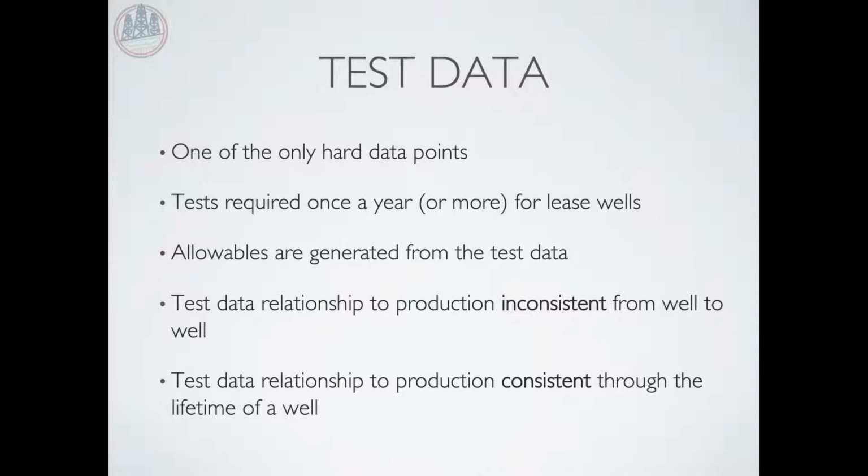But allowables are generated from the test data, and the test data relationship, what we found, and I think we have 8 million test points in our system, is that the relationship between the test data and the production data is inconsistent when applied from multiple wells. So you can't say that if a well tested at X amount of barrels per day, that relates to a certain production number for that month.